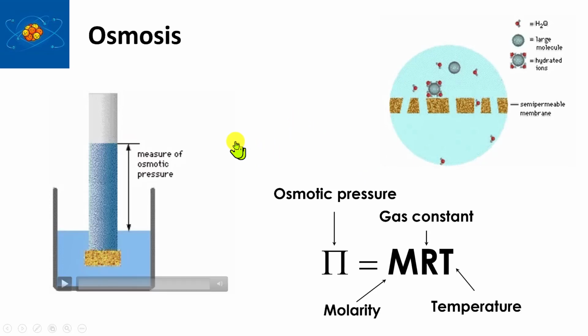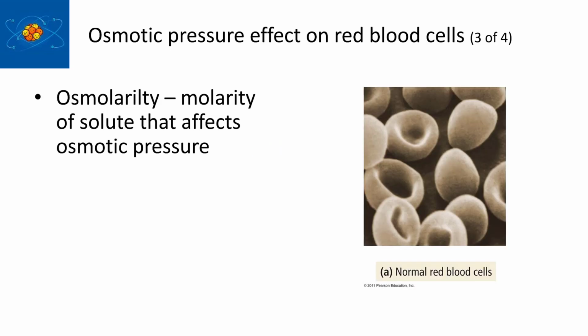We're going to talk a little bit about how osmotic pressure can affect red blood cells. So there's a unit called a milliosmol or milliosmolarity, and it's the same as molarity, except that when we're talking osmolarity, we're typically talking about the molarity of solute particles that can affect the osmotic pressure. So a term that goes along with osmolarity and osmotic pressure is the concept of hypertonic, hypotonic, and isotonic.